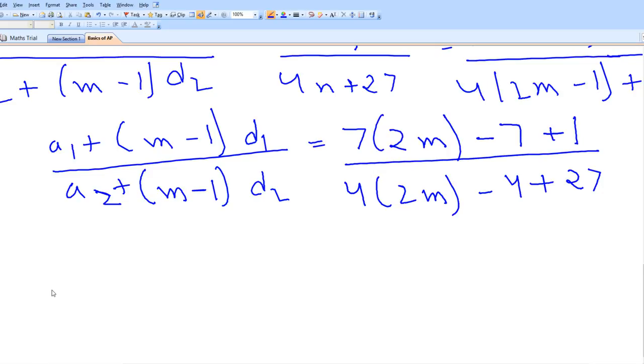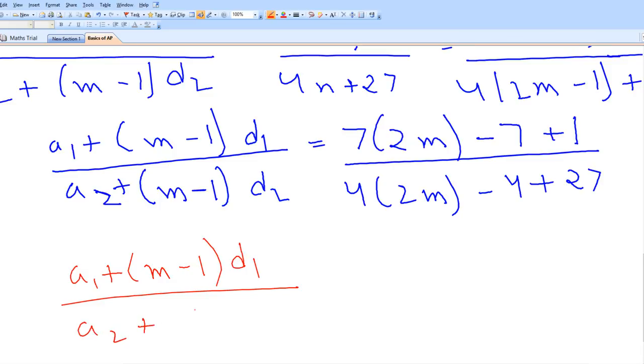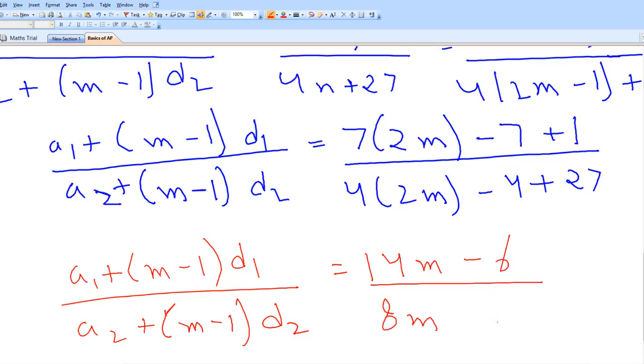So this is where things are right now. I can solve the RHS side. All right. When I solve this, I get first the LHS will be written as a1 plus m minus 1 d1 upon a2 plus m minus 1 d2. This becomes 14m minus 7 plus 1 becomes minus 6. This becomes 8m minus 4 plus 27 becomes 23.